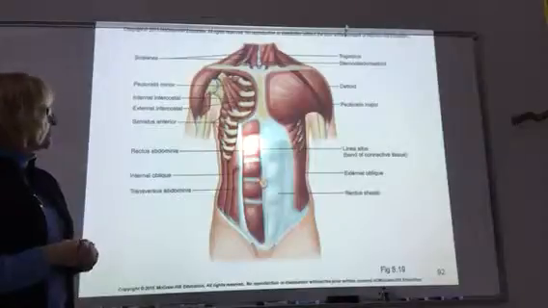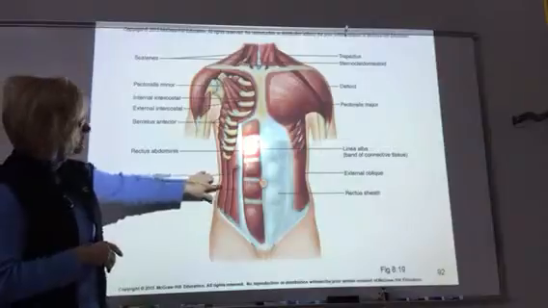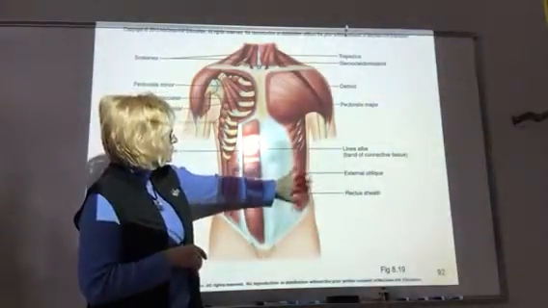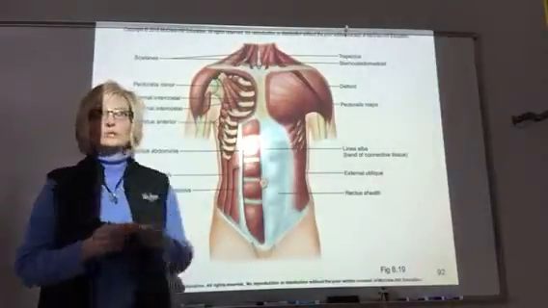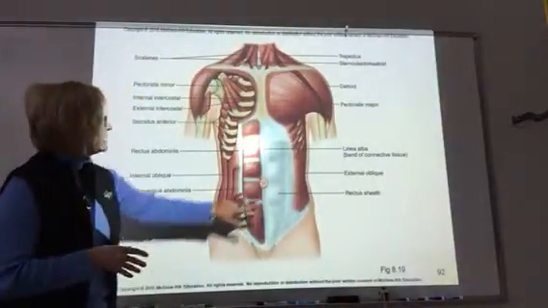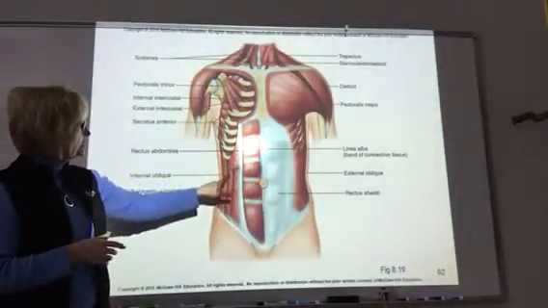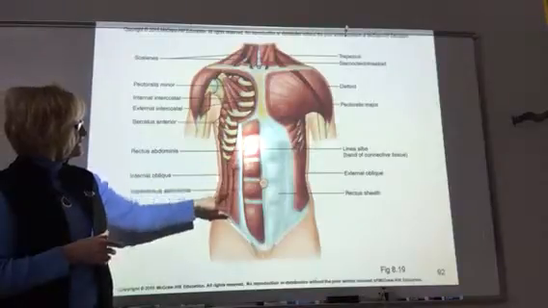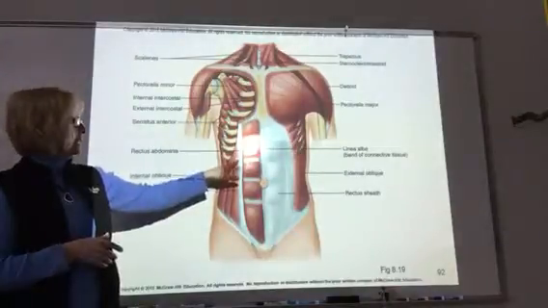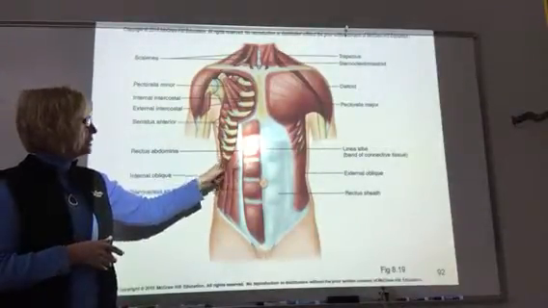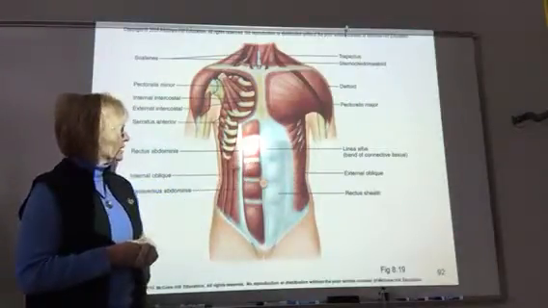External obliques are called external because they are the very outside layer. It's cut here. Here I can see the whole layer on the outside. Obliques run sideways, so they're going to cause a twisting motion. So external obliques outside. Internal obliques is the next layer inside. Also run diagonally, but they kind of run the opposite direction. So external runs this way, internal runs a little bit more up and down.